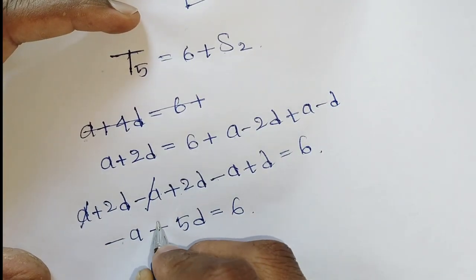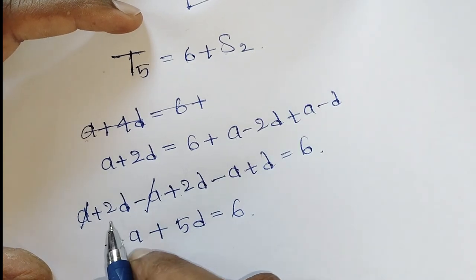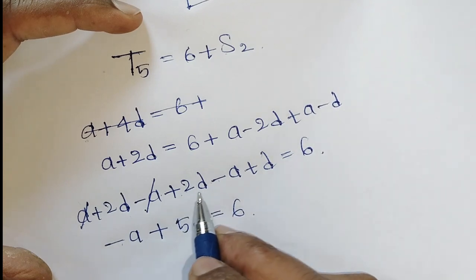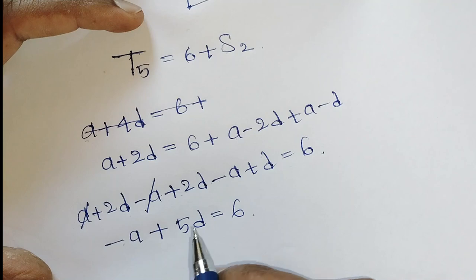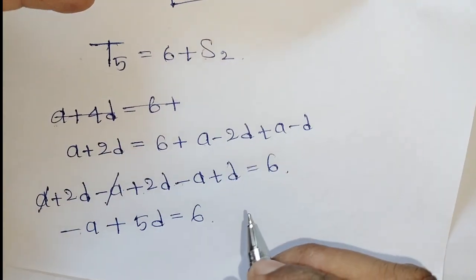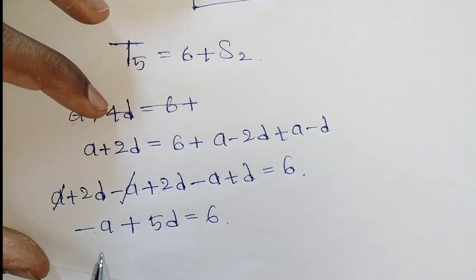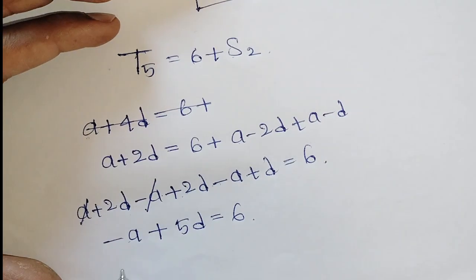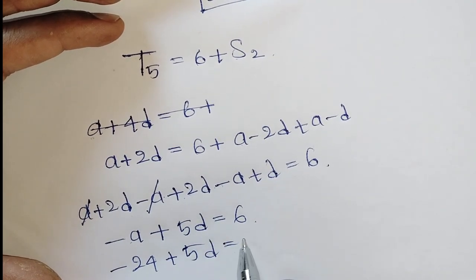Okay, it becomes minus a plus 5d. Okay, 5 plus 5d becomes 2d plus 2d, 4d plus 1d equals 5d plus 5d, equals 6. Here we know that a is 24. Okay, from this we know that a equals 24. That is, minus 24 plus 5d equals 6.